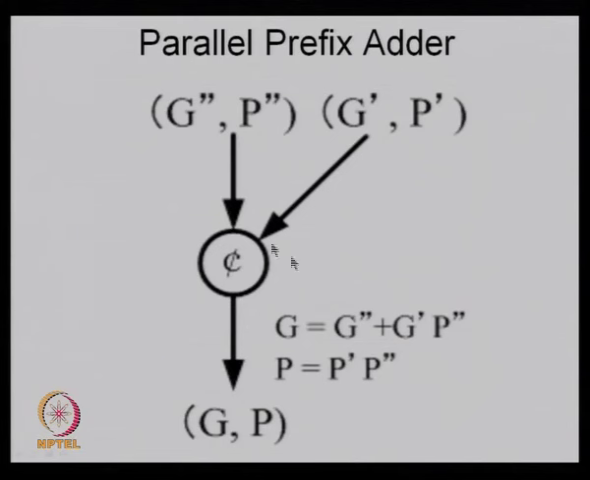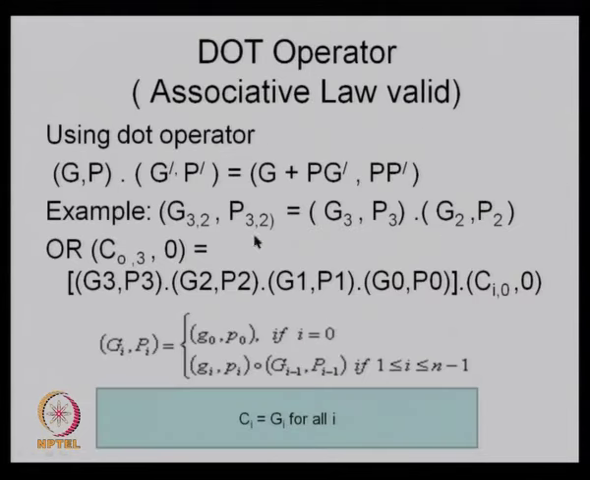This kind of operation can be directly generated. This is what the parallel prefix adders are. There is something called the associative law, which the dot operator allows, and one can see that G 3 2, P 3 2 can be written as G 3, P 3 dot G 2, P 2. This is the associative law. Or CO 3 0 can be written as G 3 P 3, G 2 P 2, G 1 P 1, G 0 into C I 0.